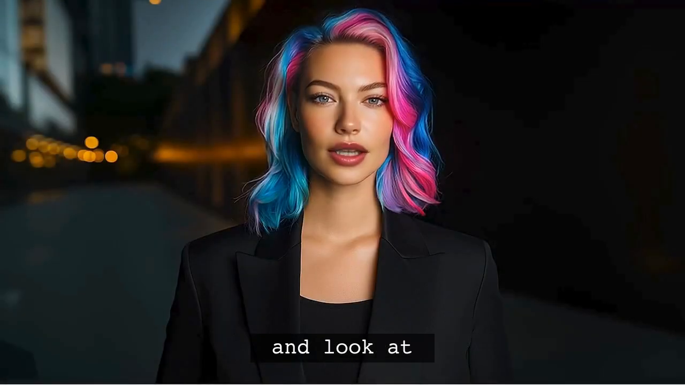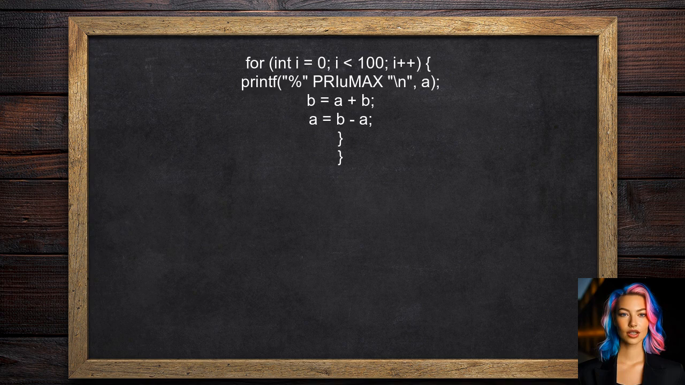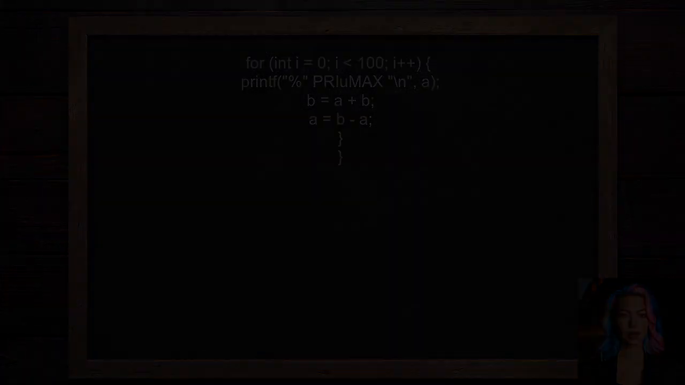Let's move forward and look at another answer. This user clarifies that the issue arises from misunderstanding the comma operator in C. They provide an alternative solution that correctly calculates the Fibonacci sequence.